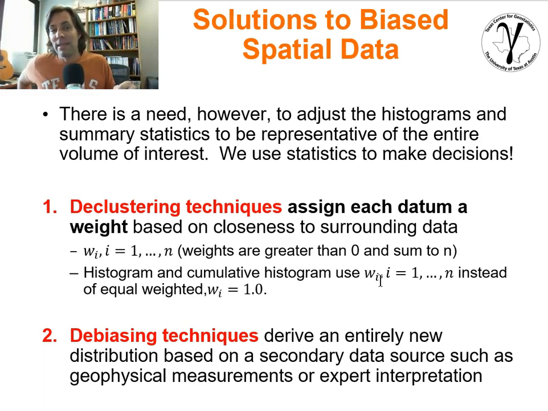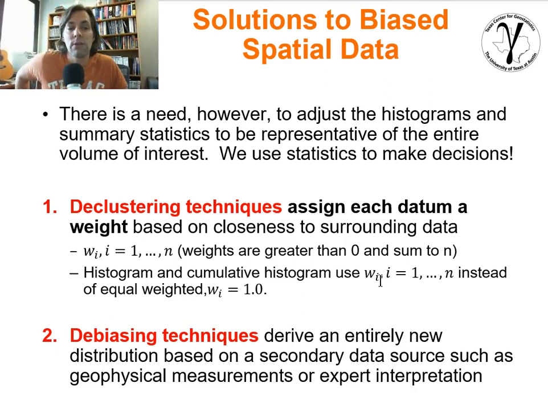In that method, we assumed that every datum was equally weighted. They all increased at the exact same weight. So now we have weights with declustering, and we can use those weights in order to build CDFs and all the summary statistics and percentiles and skew and so forth, using the weights in a way that accounts for the fact that data is biased.